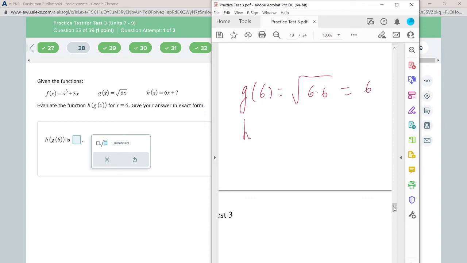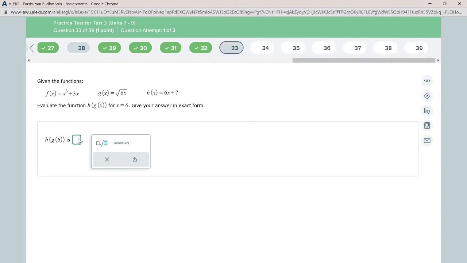And now you want to find h of 6, because g of 6 is 6. So h of 6 means, go here, wherever you see x, put that 6 there. So 6 times 6 is 36 plus 7 is 43. So the answer is 43 here.